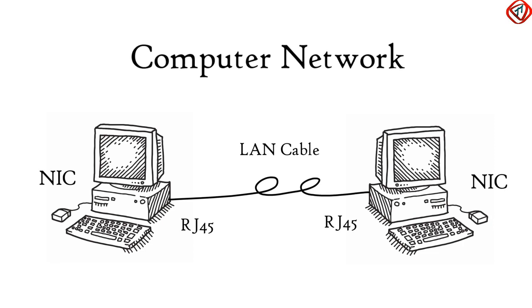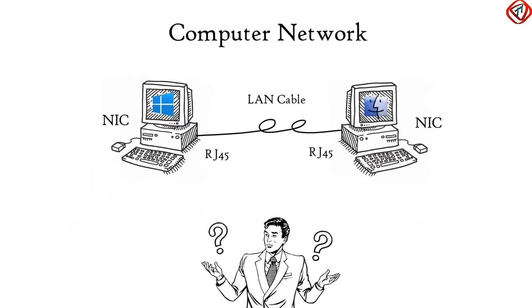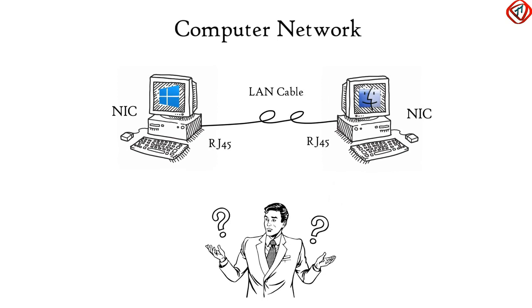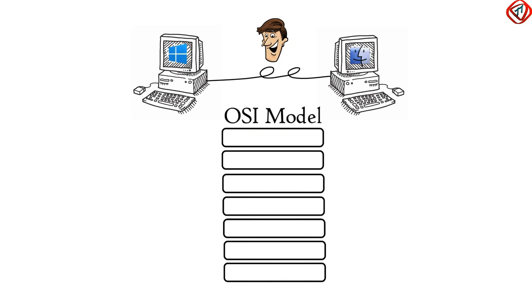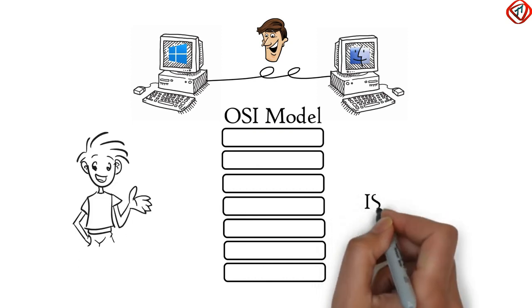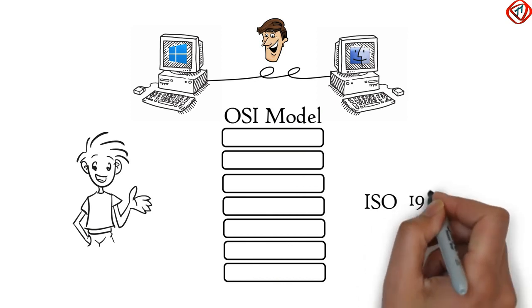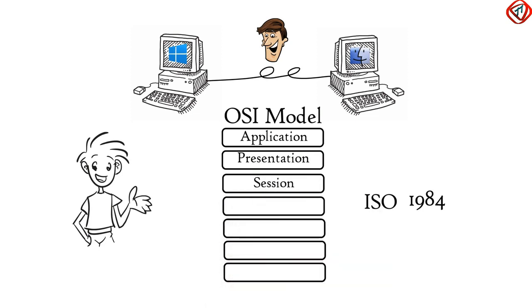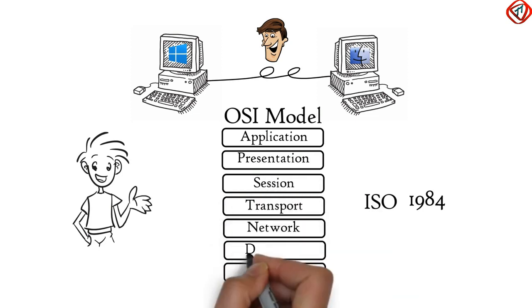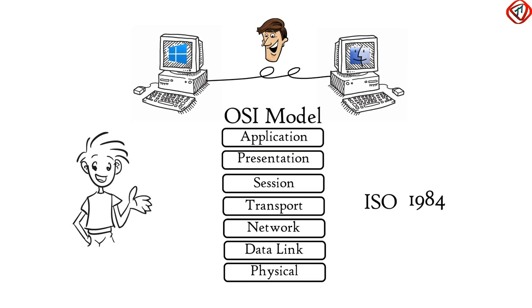But if one computer is based on Microsoft Windows and the other one has Mac OS installed, then how are these two computers going to communicate with each other? In order to accomplish successful communication between computers or networks of different architectures, the 7-layered OSI model, or Open System Interconnection model, was introduced by the International Organization for Standardization in 1984, containing the application layer, presentation layer, session layer, transport layer, network layer, data link layer, and physical layer.